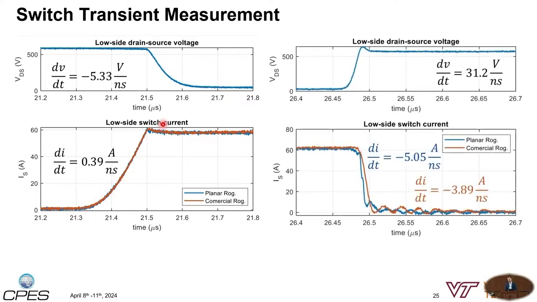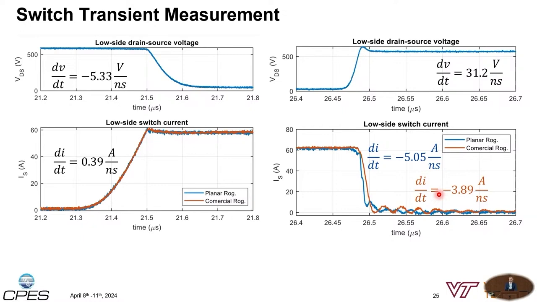So we're able to match the amplitude as well as the actual switching transient with our planar Rogowski coil. It looks a bit different for the turn-off transient. The reason is, if you compare the dV/dts, we switch much faster, now at 31.2 volts per nanosecond. And we see a difference in di/dt between the planar Rogowski coil and the commercial Rogowski coil. The planar Rogowski coil has a di/dt of minus 5 ampere per nanosecond, whereas the commercial Rogowski coil has a di/dt of minus 3.9 ampere per nanosecond.